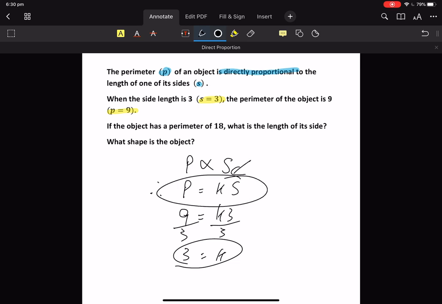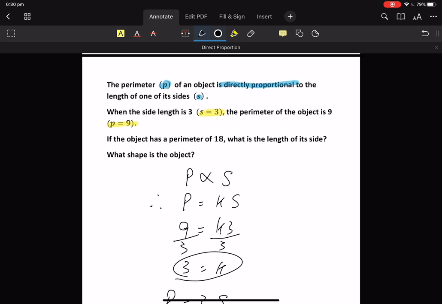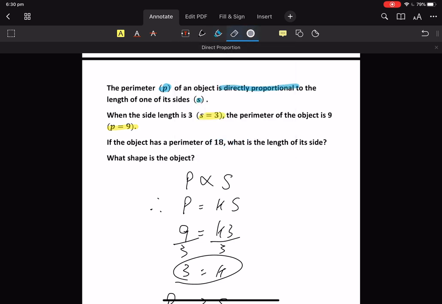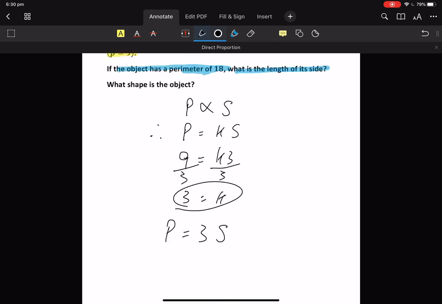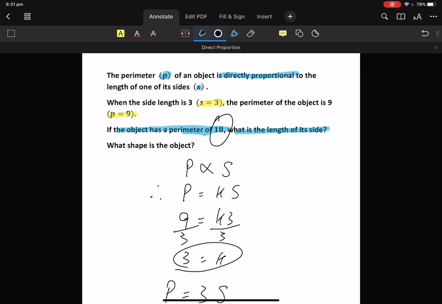Here's my rule, and I don't know K, but guess what? I now know what K is, so I can state my rule. P equals 3S. Perimeter equals 3 multiplied by my side length. If the object has a perimeter of 18, what is its side length? Okay, so here we know the perimeter is 18. And I want to find this S, so I've got to divide by 3. S equals 6. So how long is my side? 6.